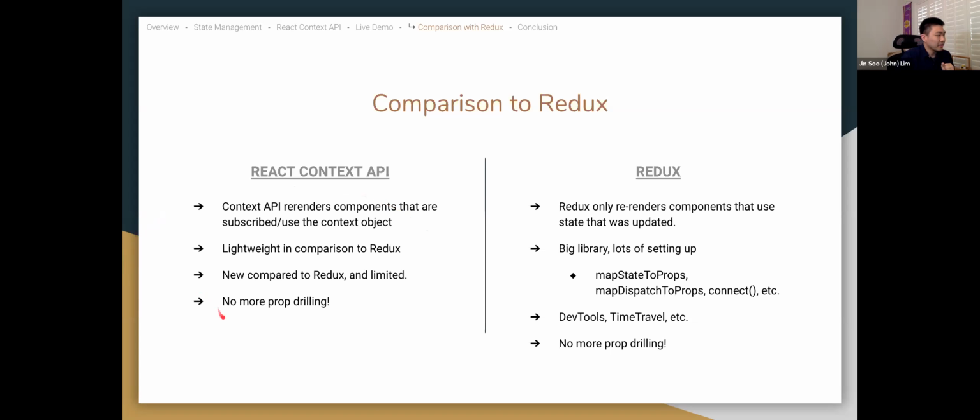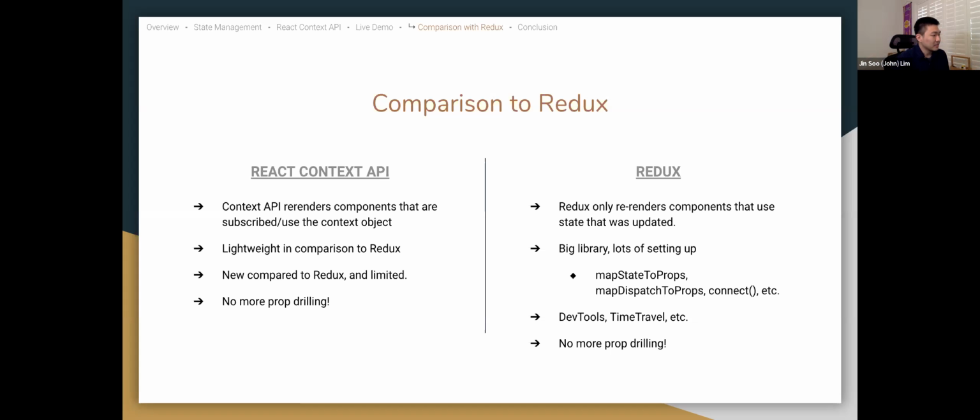React context is very lightweight in comparison to Redux. As you saw in the demonstration, the only thing we had imported and used as a dependency was React. Redux, on the other hand, is a huge library. There's a lot of setting up to do. There's mapStateToProps, there's mapDispatchToProps, there's connect, the reducer, state, etc.